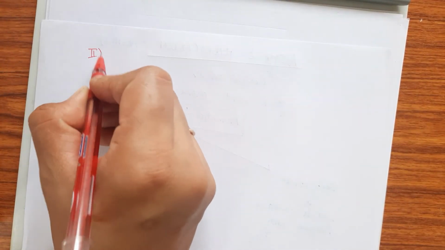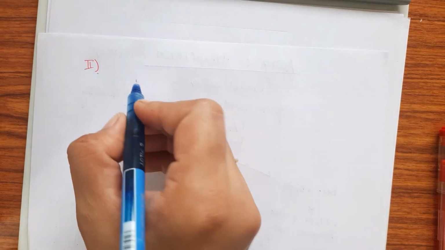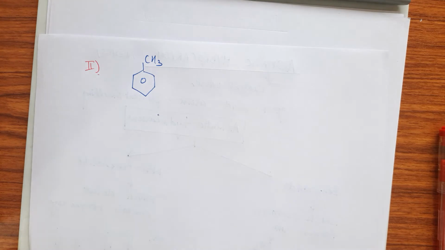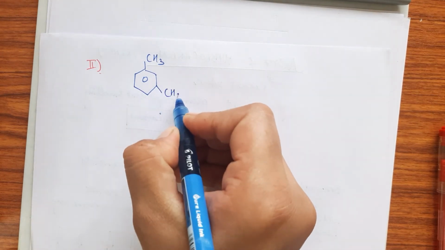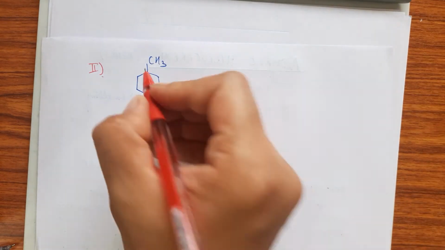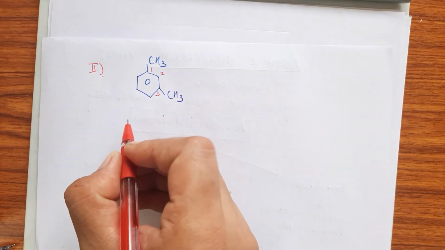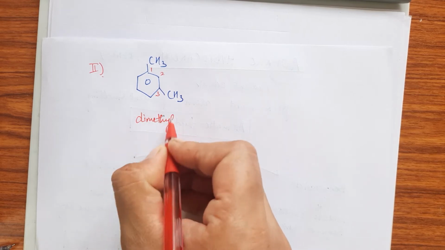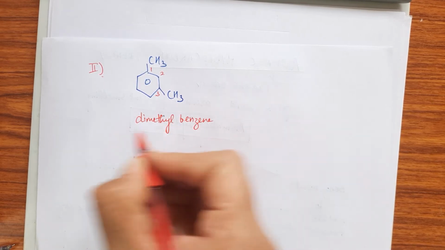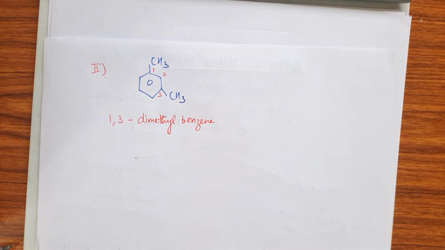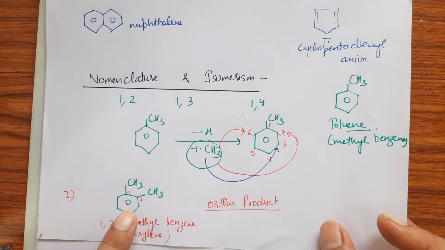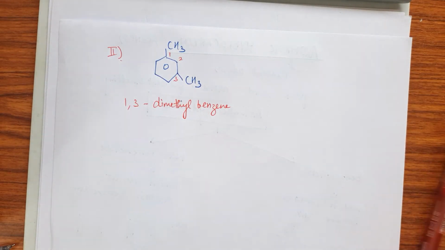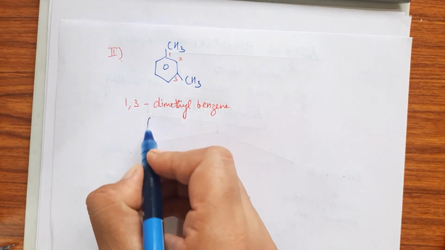I am taking the second possibility. When it is attached, this is the reactant. When one hydrogen is replaced by a CH3 group and it is attached to the third position, then the compound is again dimethyl benzene, but now it is 1,3-dimethyl benzene. Previously we took 1,2-dimethyl benzene, right? And this position, the 1,3 position, is known as the meta.